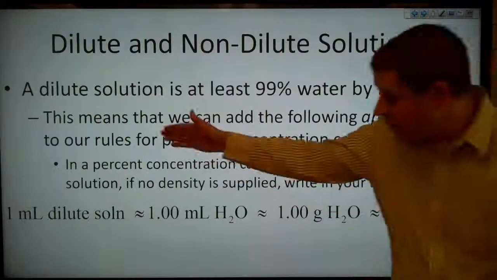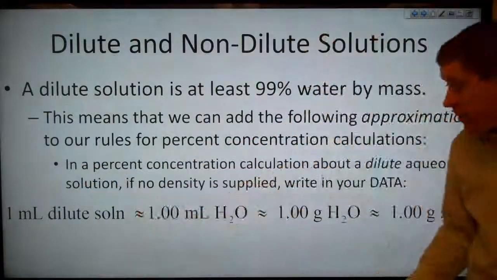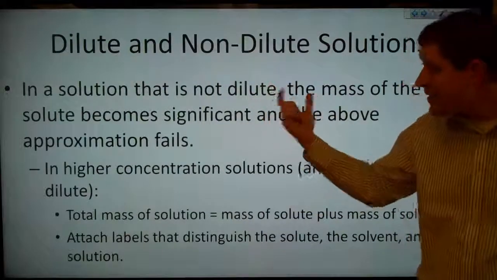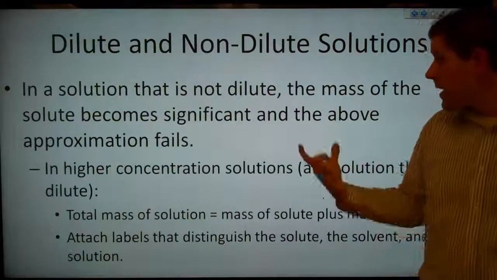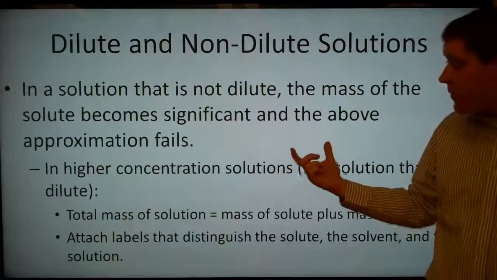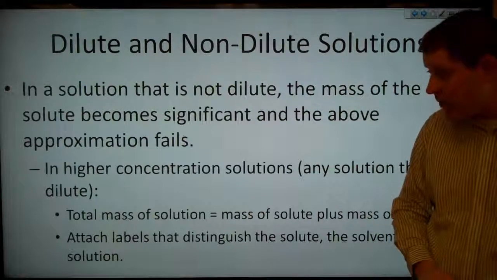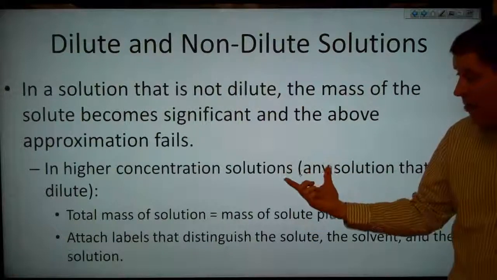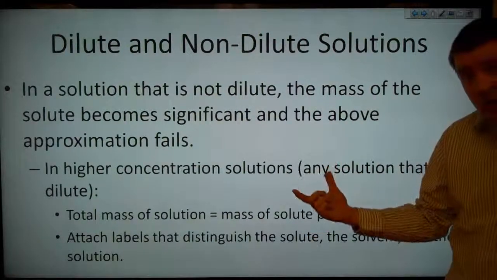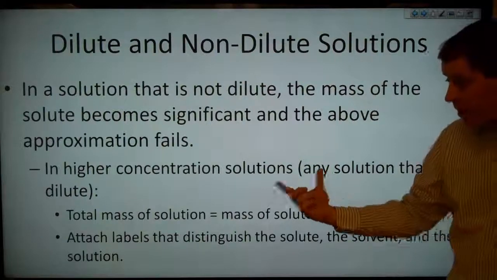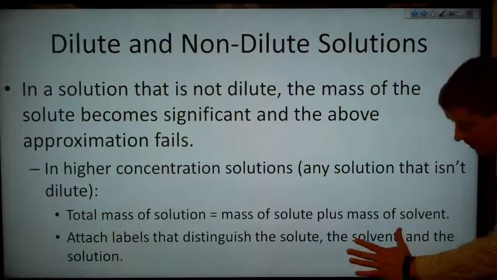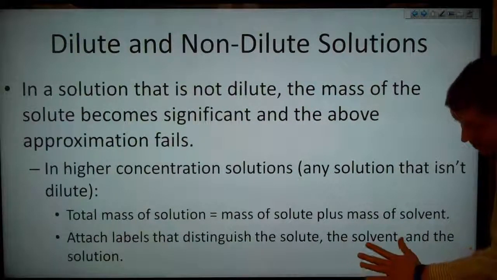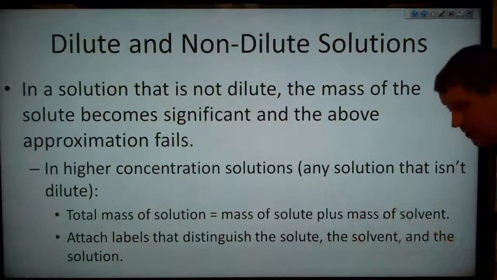And now we have a way of getting from volume of solution, milliliters of solution, to mass of solution, grams of solution. In a solution that is not dilute, if it's more concentrated, then that mass of the solute becomes significant and that above approximation fails. So in higher concentration solutions, this is any solution that isn't dilute, so any solution where the concentration is higher than 0.2 molar or 1%, the total mass of solution is equal to the mass of the solute plus the mass of the solvent. And we need to attach labels that distinguish the solute, the solvent, and the solution from each other.